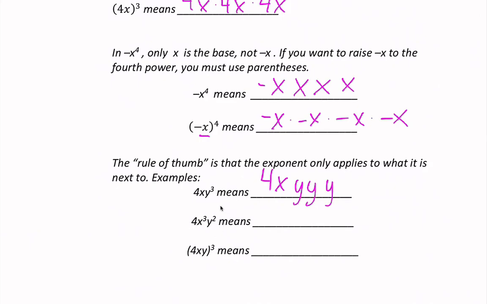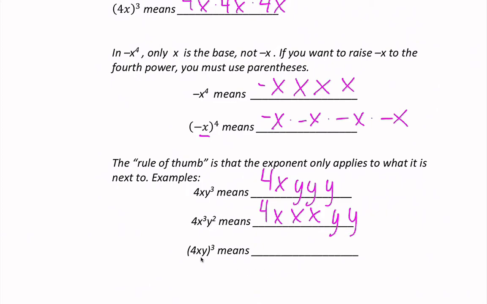Okay, notice there's no parentheses on this one, so the exponent goes directly to what it's touching. So this one means I want 4. I want 3 of these x's, and I want 2 of these y's. So that's going to look like 4 times x times x times x times y times y.